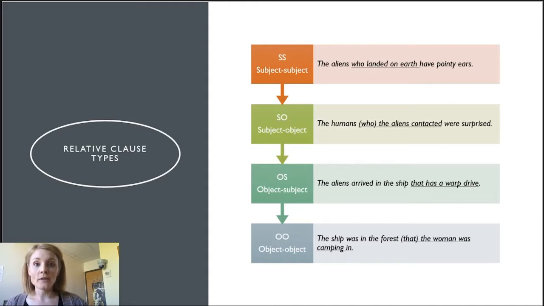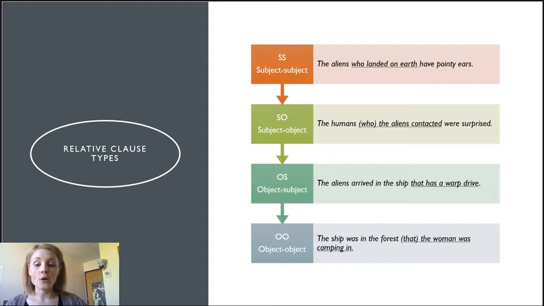In an SO relative clause, or subject-object, an example would be, the humans who the aliens contacted were surprised. So the relative clause, who the aliens contacted, is modifying the subject of the sentence, which is the humans, and the relative pronoun who is the object of the relative clause. So in the relative clause, the aliens contacted, the aliens is the subject, and then who, which refers to the humans, is the object, or who was contacted.